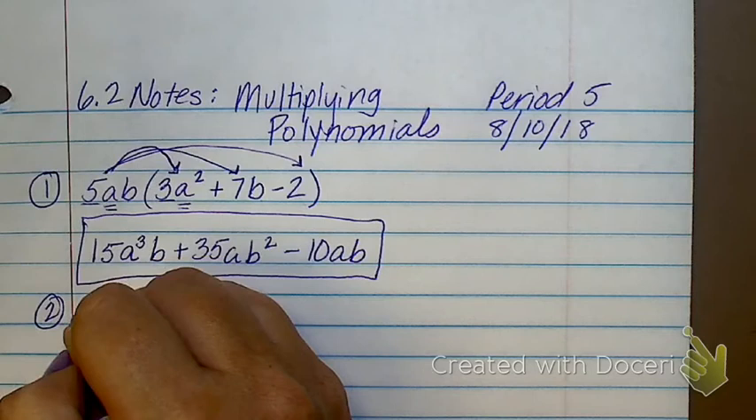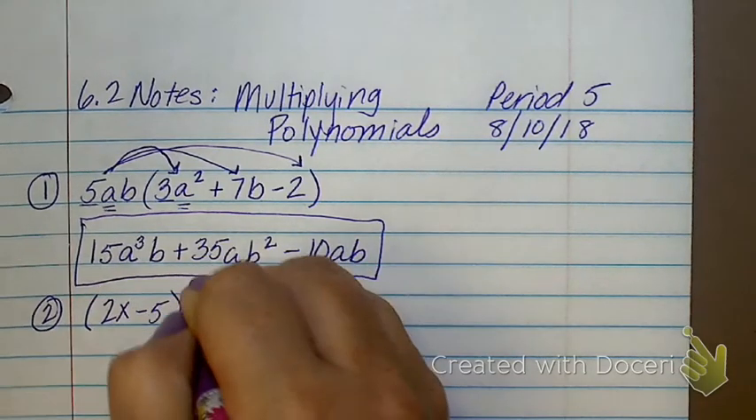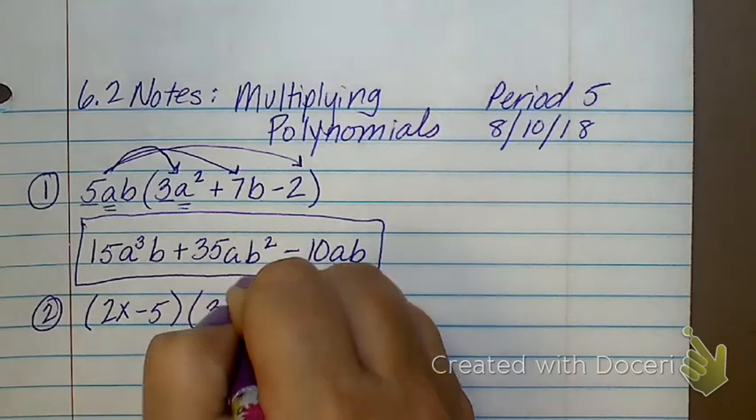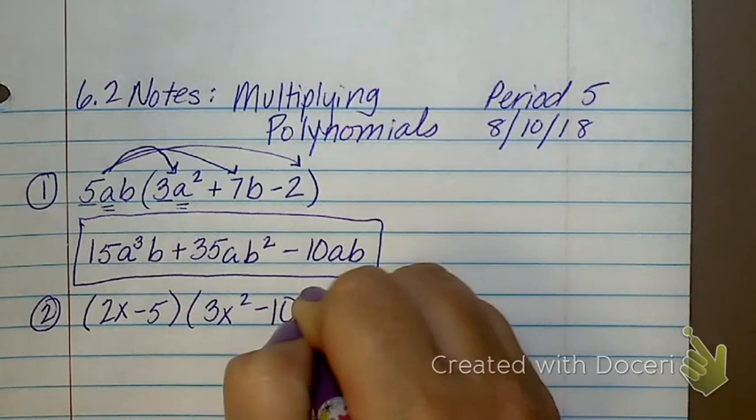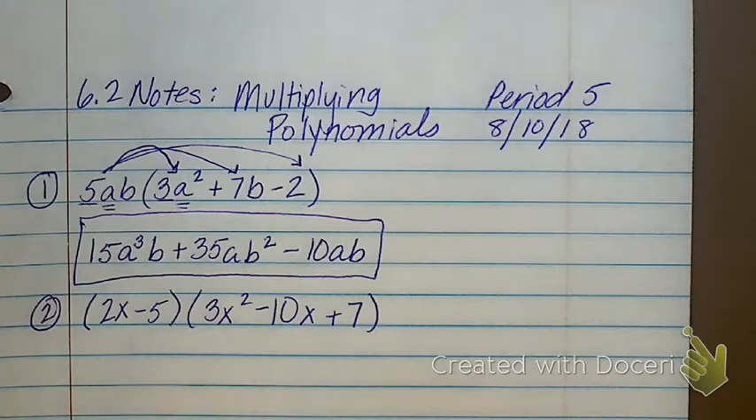Now this time I'm not going to do a monomial. I have a binomial times a trinomial. Now, there's two different ways that we could do this. I'm going to show you both ways. I'm going to show you one method on number 2 and another method on number 3. I don't care which method you use as long as you're using it correctly.